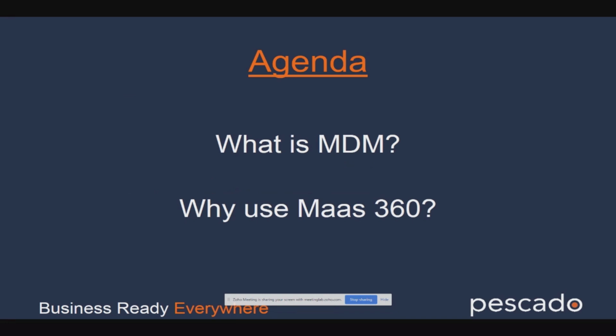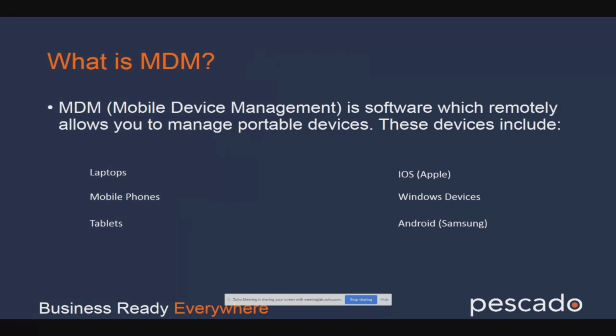So today we'll discuss the questions we face when we talk around MDM. What is MDM and why do we use Maas360? So MDM, mobile device management. So we know it's a management tool, but what does it actually manage? So we're looking at mobile devices like laptops, mobile phones, tablets, and these are all on iOS or Mac, Microsoft devices, Windows devices. We've got Android, LG, Samsung, all the big players in that.